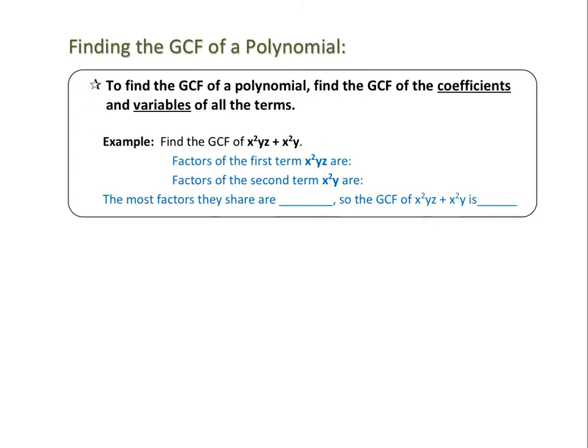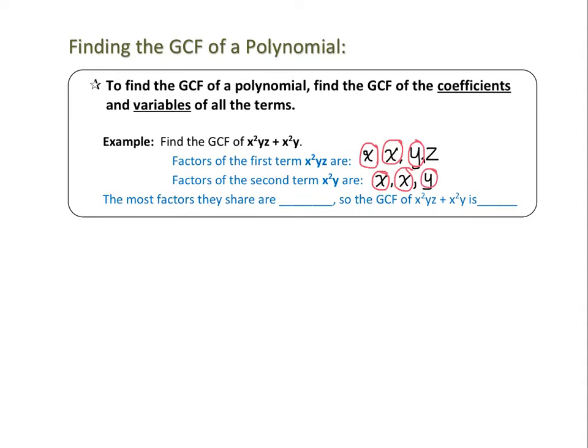To find the GCF of x squared yz plus x squared y, we first want to list all of the factors of each term. For the first term, x squared yz, it has factors of x, x, y, and z. Remember, x squared means there's two x's multiplied together. The factors of the second term, again we have an x squared, so we have x and an x, and then multiplied by y. So if we look at all of the factors they share in common, because we're looking for the greatest common factor, they each have an x, another x, and a y in common.